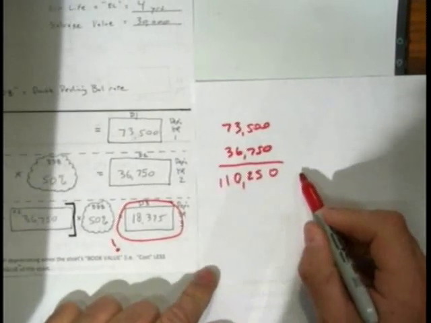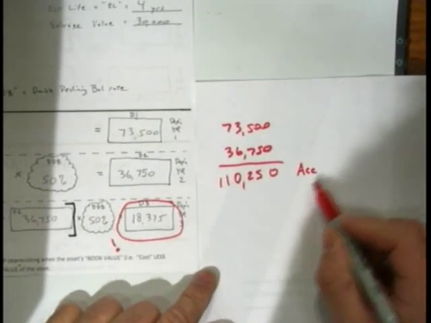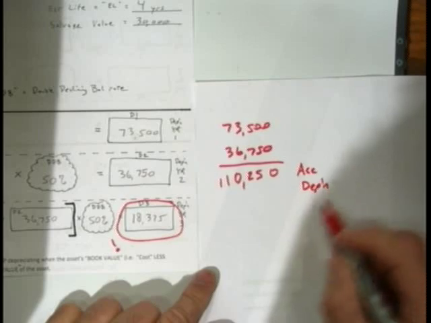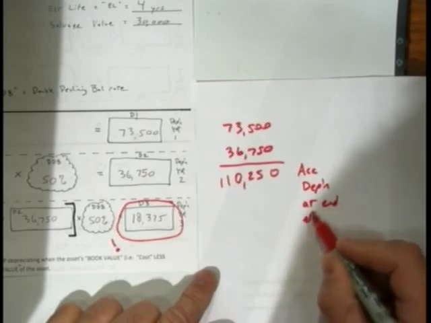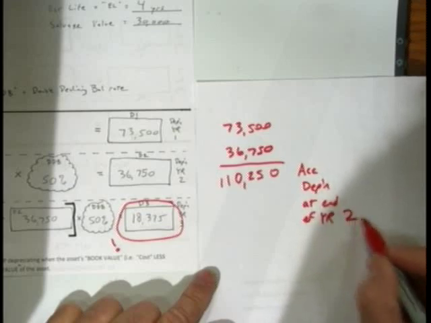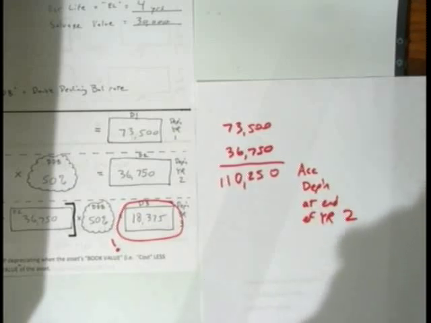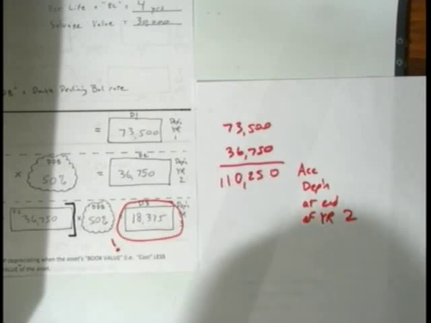Yeah. Is that it? At the end of year 2, $110,250 is our accumulated depreciation, right?